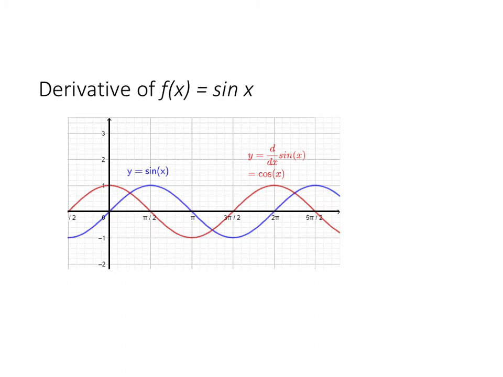Notice the blue line is sine x. The red line corresponds to the derivative. Notice at every place that sine x is a max or a min, the red line is 0. And notice as the slope of the blue line is going up, the red line is positive. As the slope is going down, the red line is negative. And if you look at that closely, the derivative of sine x is simply cosine x.